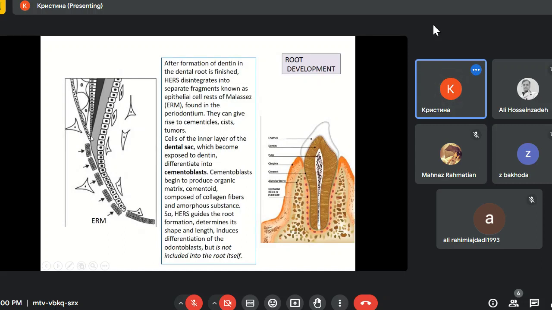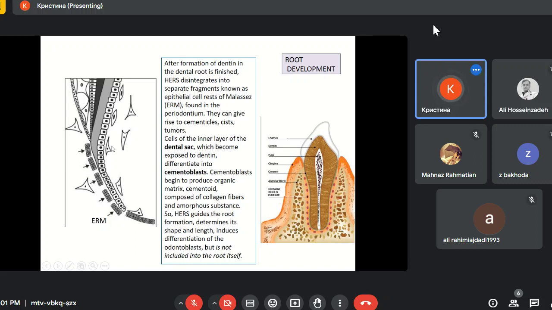After the dentin is formed, the grayish line here, so this is the forming dentin of the root, the HERS disintegrates into separated small patches, small islets, called rests of Malassez, ERM. So here they are, rests of Malassez, which can be found in the periodontium. Next, they can give rise to the so-called cementicles, cysts, or tumors.